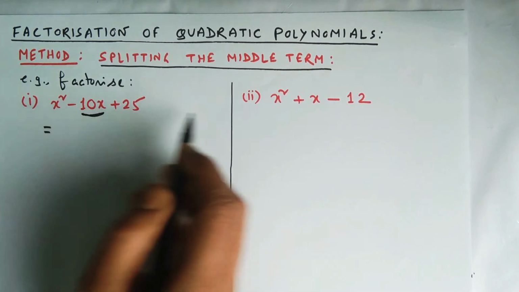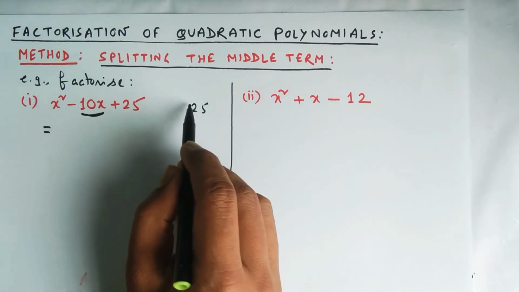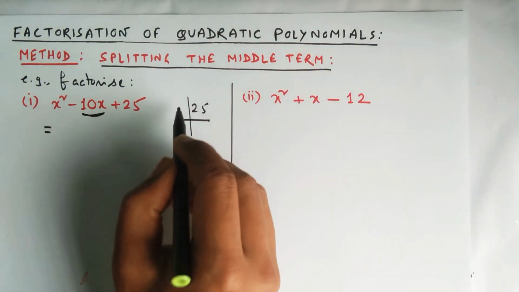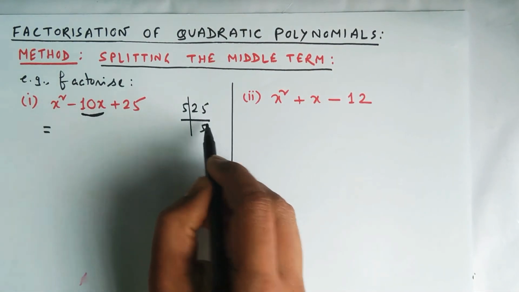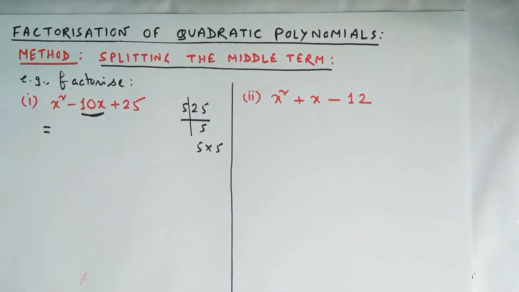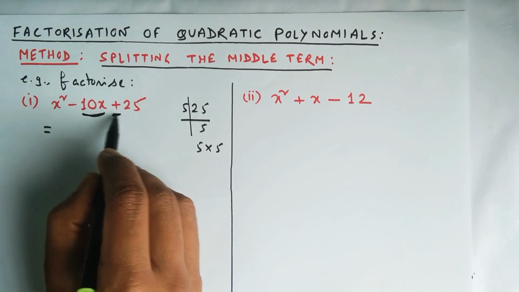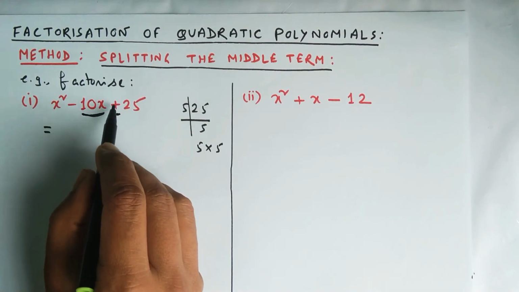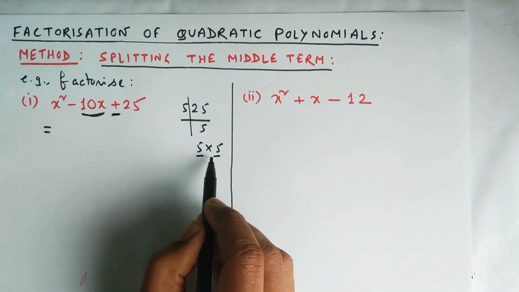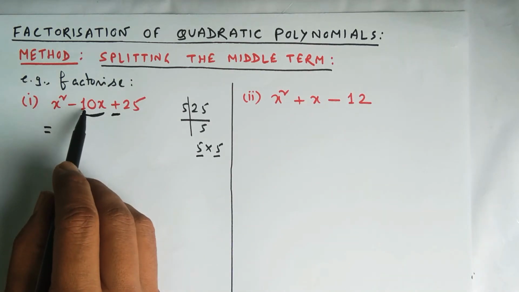So 1 and 25 multiply: 1 into 25 is 25. Now do the prime factorization of this number. 5 fives are 25, so 25 is 5 into 5. Now see, what is the sign before the constant term? This sign is plus. Since this sign is plus, these two numbers should be written as a sum in such a way that you get this number 10.